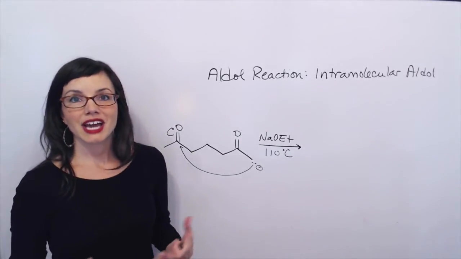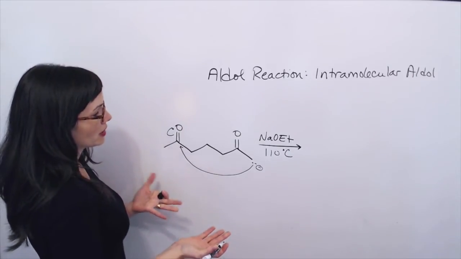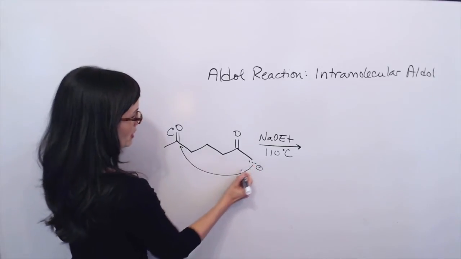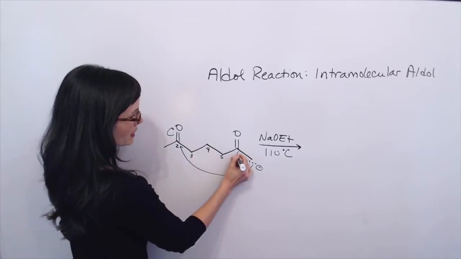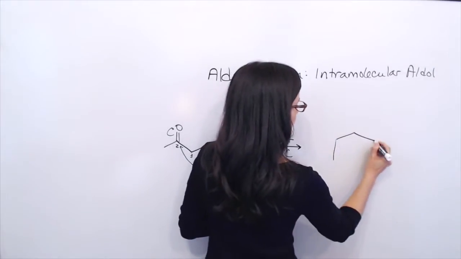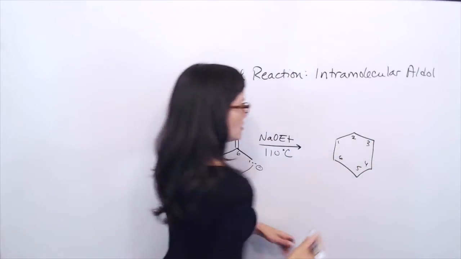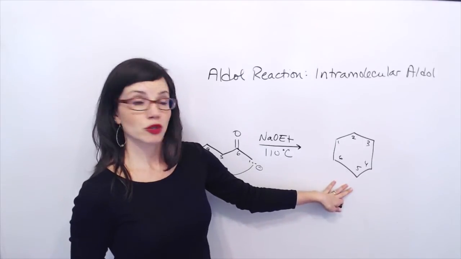Now we need to focus on how to do a good job drawing this product. If I was going to draw my product, I would create a numbering system. Carbon 1 attacked carbon 2. Here's 3, 4, 5, and 6. So I know I'm going to make a 6-membered ring. So here's my 6-membered ring, and I've just created a random numbering system for it.